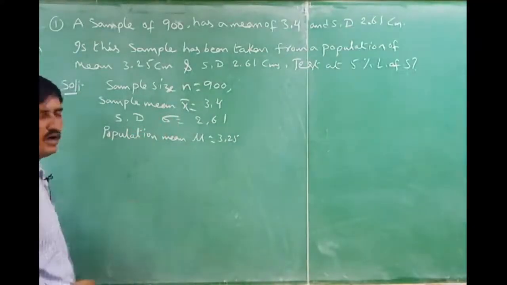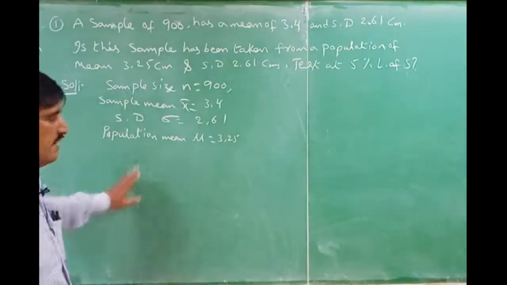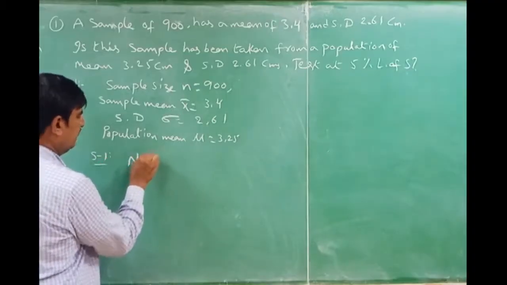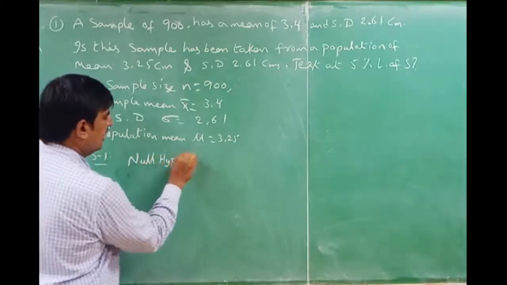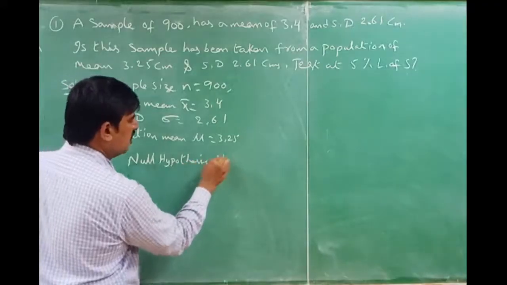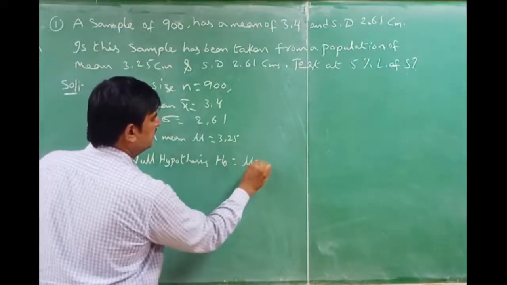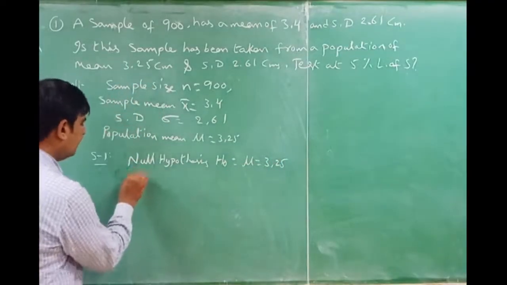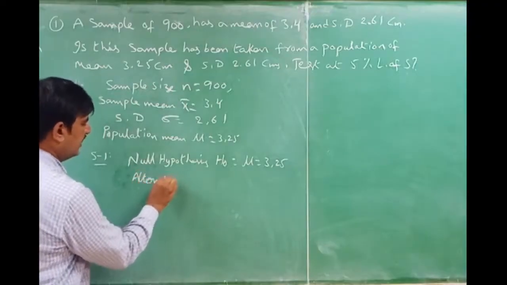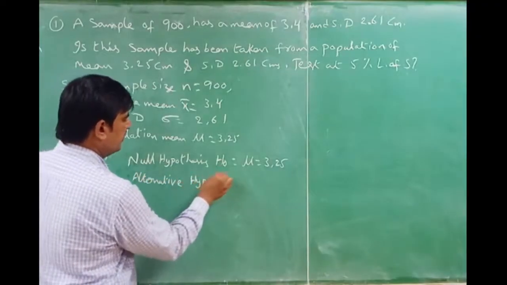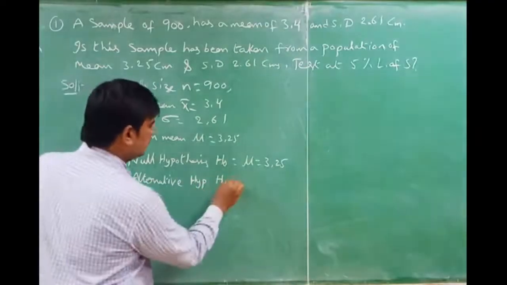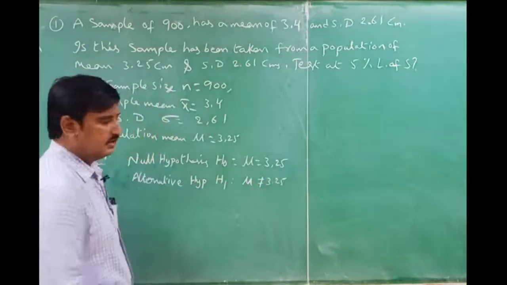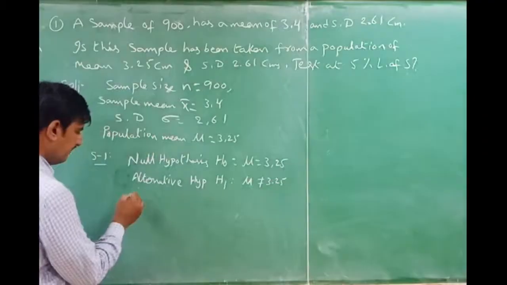Next, level of significance, which we did earlier. Now see the steps. Step 1 is the null hypothesis. H0: the population mean is 3.25. Then the alternative hypothesis, denoted by the symbol H1: mu is not equal to 3.25.